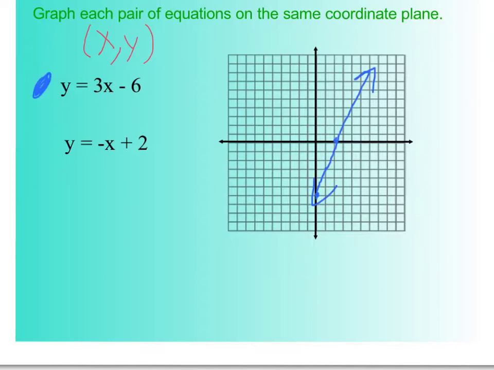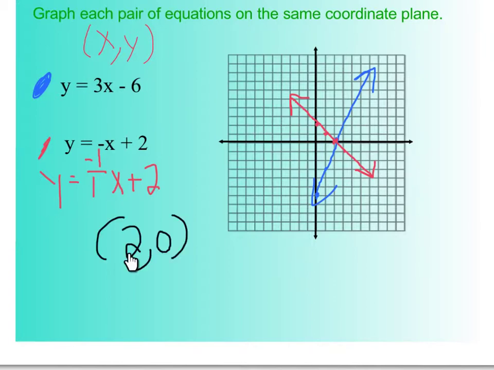So I took the first equation and I graphed it. I started at -6 and I went up 3 over 1. So this is my blue line. Now I'm going to graph this equation. Okay, notice what I did. I started at 2 and I went down 1, right 1. So down 1, right 1, down 1, right 1. And look, they touch right here. So I need to find out what that coordinate is. It's over 2, up 0. So (2, 0), over 2, up 0, will work in both of these equations and give the same answer.